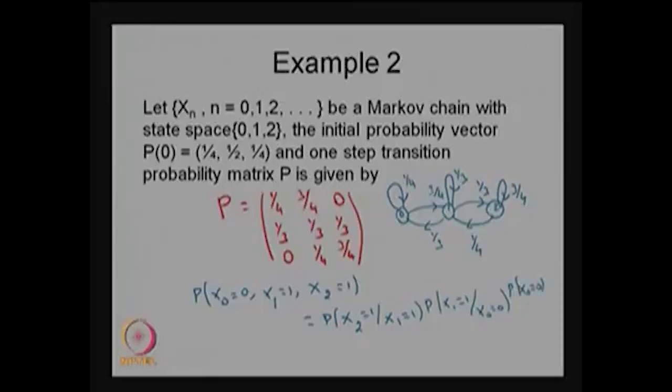So, the first term is nothing but the one step transition of the system moving from 1 to 1, and the next is the system moving from the state 0 to 1, and this is the initial probability, which you take from the initial probability vector, of X_0 equal to 0.